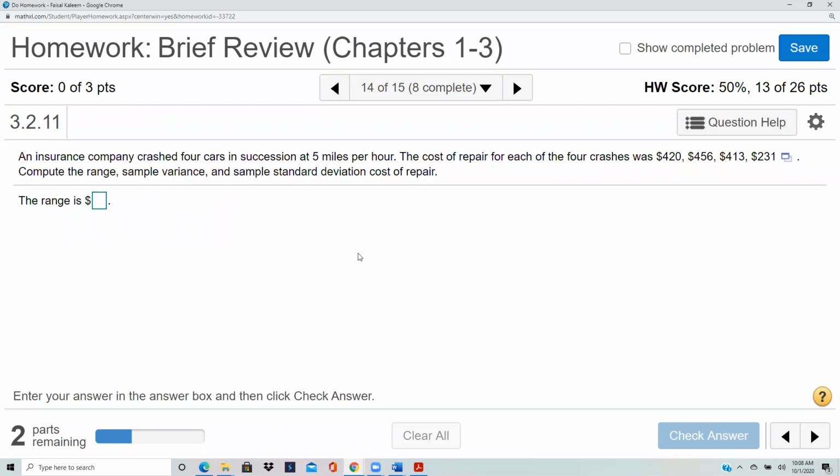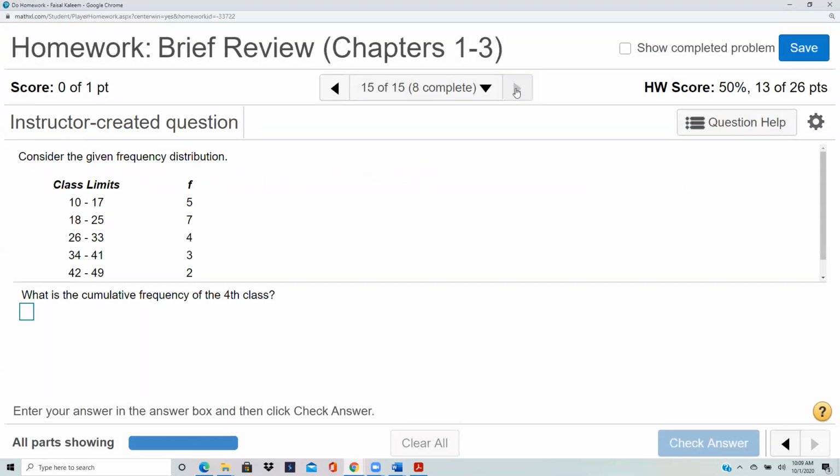Okay, so is there anything different in this problem? Range, sample variance, standard deviation, yeah, looks the same, right? Right. Just copy it and software. And then what about this one?